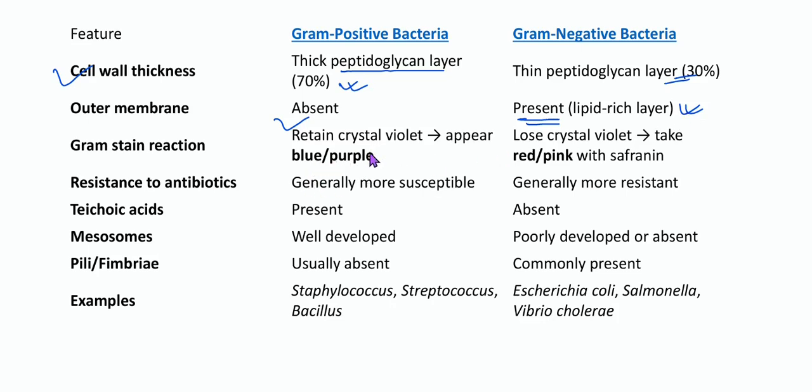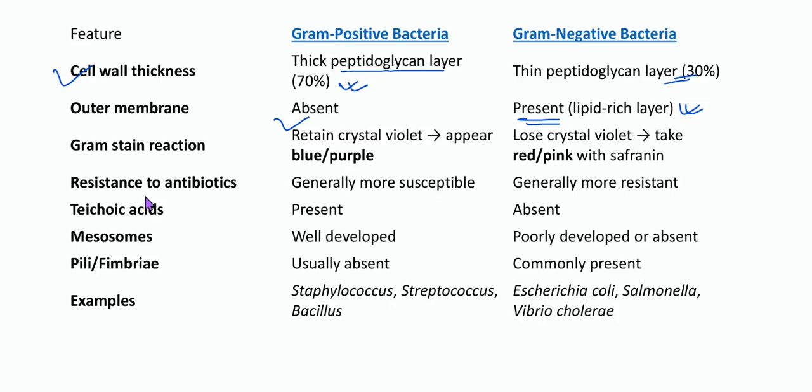And the gram-stain reaction is that gram-positive bacteria retain the crystal violet color and appear blue or purple, and gram-negative bacteria lose the crystal violet after treatment with acetyl alcohol or acetone, and later it is reacted with safranin and takes the red or pink color.